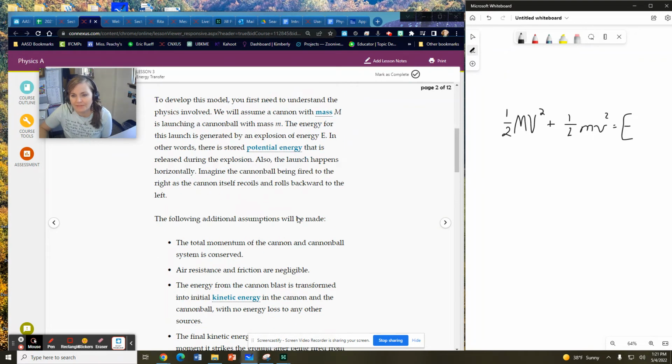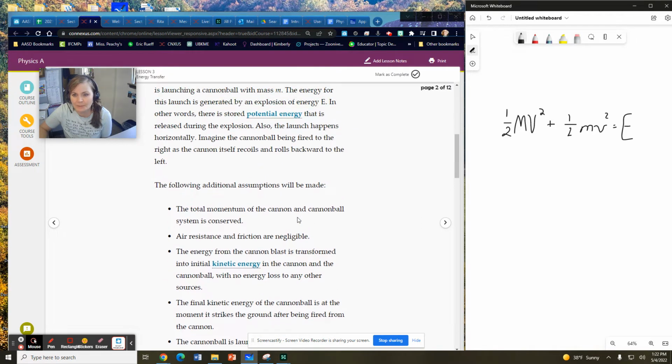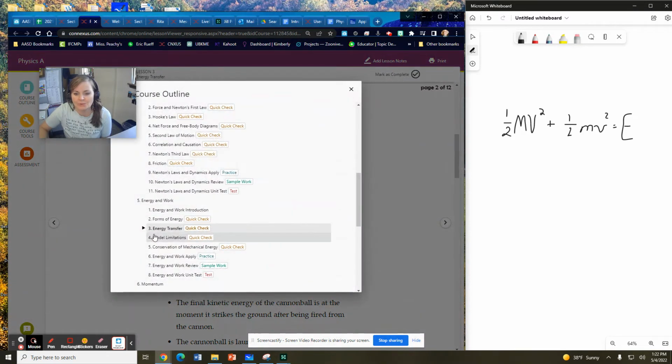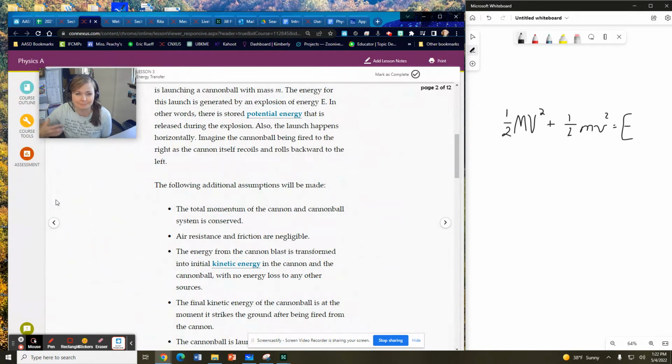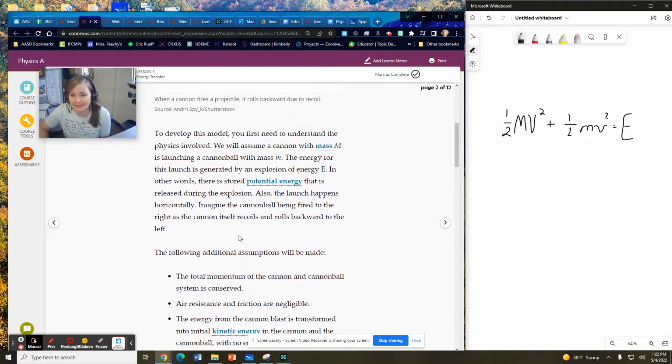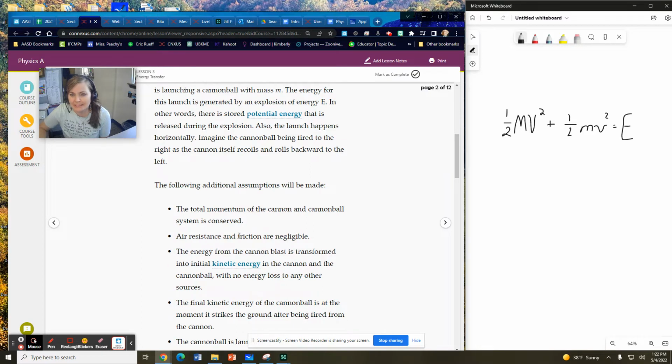The other thing that's a bit confusing about this lesson is it talks a bit about momentum, and we have not gotten into momentum yet. When you go to the course outline, you will notice that momentum is Unit 6, and here we are in Unit 5. So it's talking about something you have not had yet, and it's out of order in this respect. So it says the following assumptions can be made.